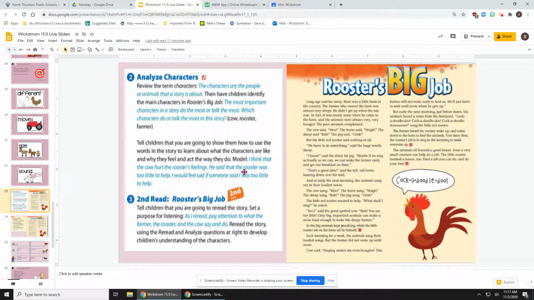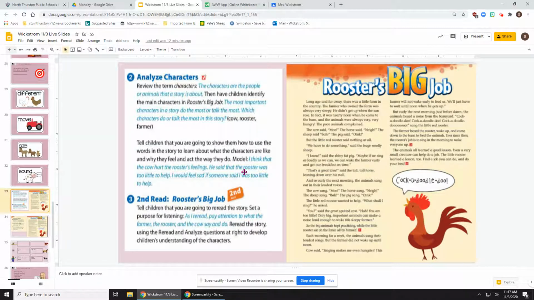I want to really talk to you, though, about characters. Characters are people or animals in the story. As we talk about characters, we're going to learn how to use words that show how characters feel, what they are like, and what they do.